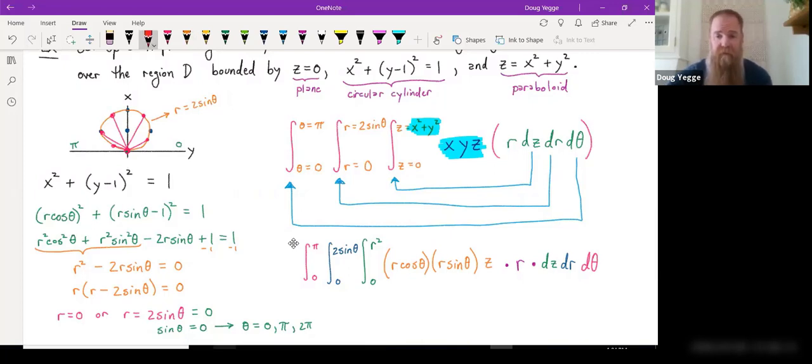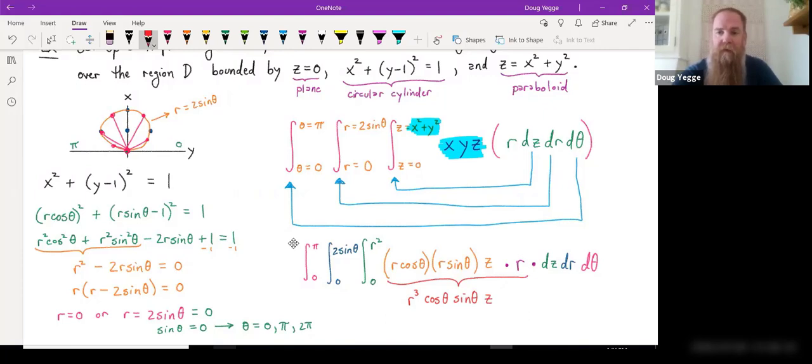And the last step is just to simplify everything that's in the integrand so that it becomes a much more integrable form. So r cubed cosine theta sine theta times z. And so now I'm just integrating with respect to z first, then I'll integrate with respect to r next, then I'll integrate with respect to theta, and that should give me my final result.